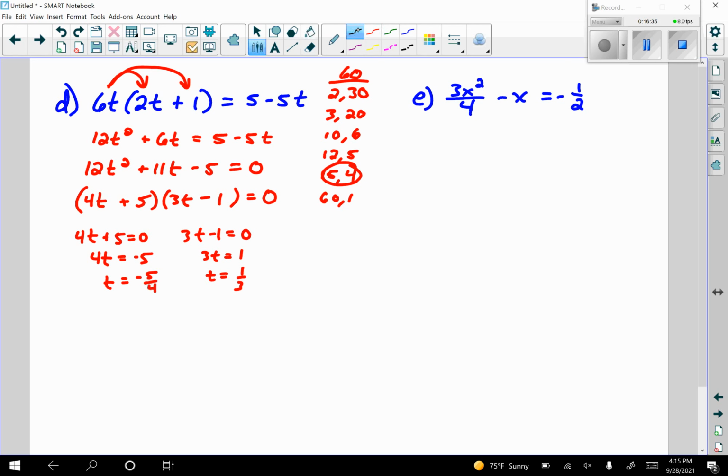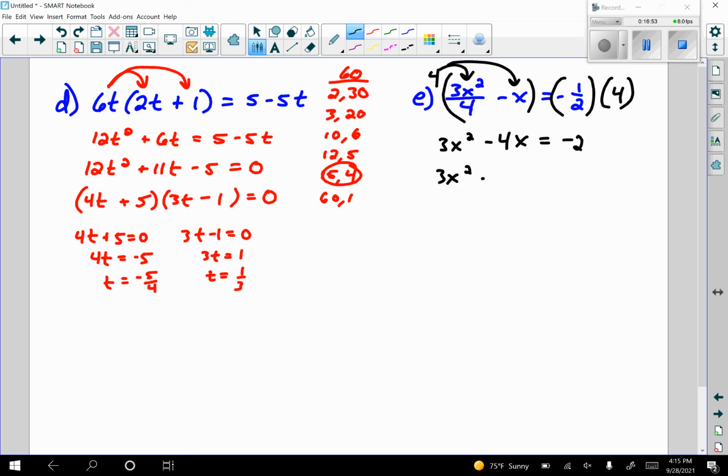All right, for E we have, it is quadratic, but we also have fractions. So I'm going to go ahead and multiply everything up here by 4. So when I distribute here, that's just going to leave me with a 3x squared minus a 4x, and then this will leave us with a -2. I'll bring the -2 over.